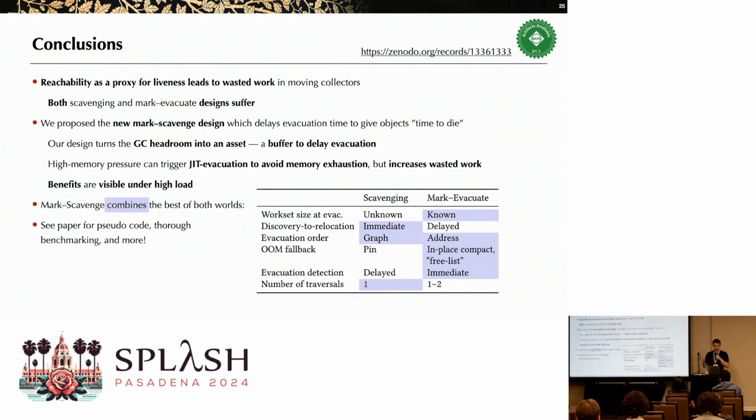And our GC turns this extra headroom that concurrent GCs typically have, and are regarded as a cost, into an asset, a buffer to delay evacuation. And while high memory pressure can be an issue, we have solved that by JIT evacuation to avoid memory exhaustion, but that increases wasted work. And we believe that Mark-Scavenge combines the best of both.